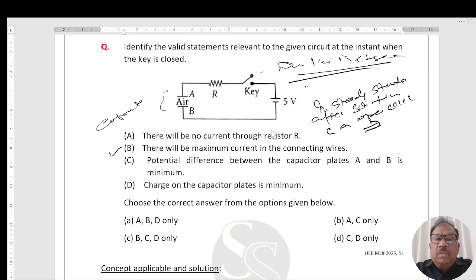There will be no current through the resistor, this is wrong. Potential difference across the capacitor is minimum. Charge on the capacitor plates is minimum. When it is conducting, charge will be minimum. So B, C, D are the correct options. C option is the correct one, because when the capacitor is fully charged, then we have an open circuit, no current will flow. But initially when it is closed, current will start flowing, and these three factors will be correct. So C option is the correct option, right? Next question.